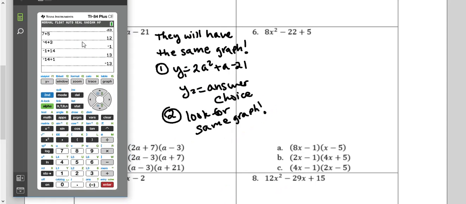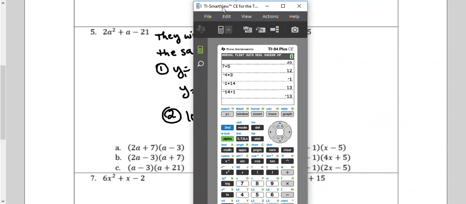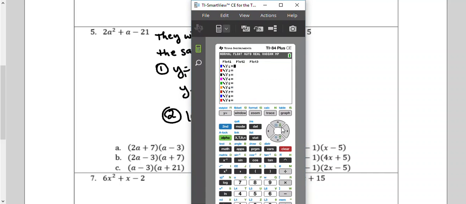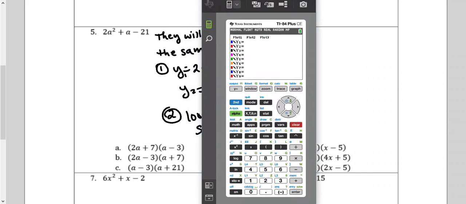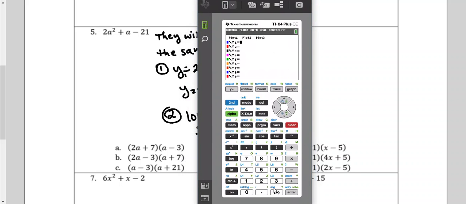So I'm going to go to y equals, and I'm going to plug this in. So I have 2, in your calculator you always just have to use this x, okay? X squared plus x minus 21. And then in y2, just plug in one of your answers. Don't put all of them in at the same time, just put one at a time. Plus 7x minus 3.